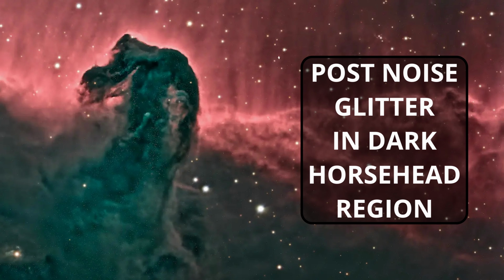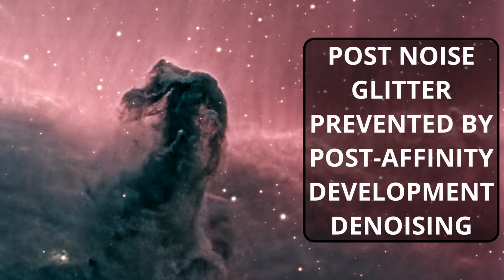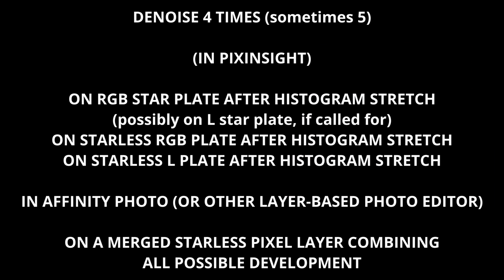But this problem is easily avoided by merging all the visible layers within Affinity Photo into that single new pixel layer, and then running the noise exterminator on it again before exporting to Photolab 8. So in total, the noise exterminator is used 4 times. Once separately on the histogram stretched RGB clone destined to become a star plate, once separately on the histogram stretched RGB master that is destined to become a starless plate, and once separately on the luminance master that is destined to become a histogram stretched starless plate.